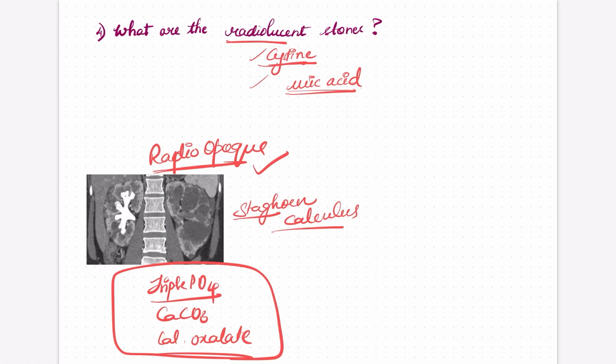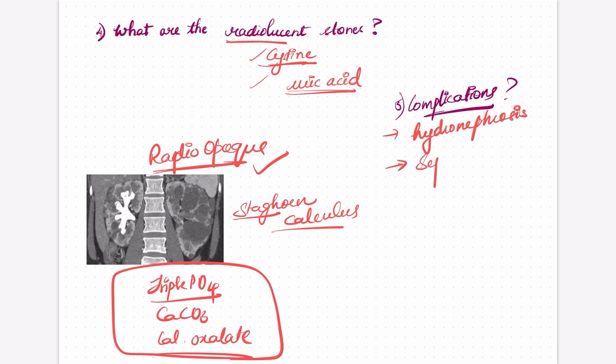And also we can discuss the complications of renal stones. Most common complications can be because of obstruction to the ureter or pelvis. It can cause hydronephrosis. Also, because the urine is retained there because of the obstruction, it can lead to sepsis and urinary tract infection. It gives obstructive uropathy, and long-standing obstructive uropathy ultimately leads to chronic renal failure.